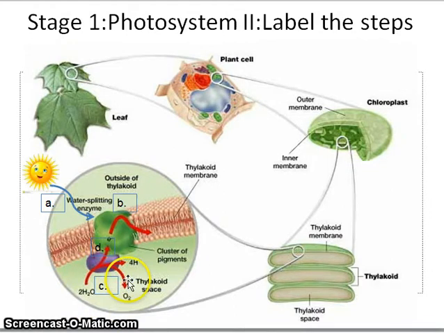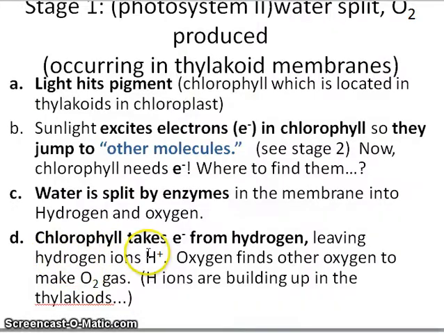Alright, so here comes the oxygen, and the hydrogen stay in the membrane, and the electrons from the hydrogen jump up and take the place of the missing electrons that chlorophyll lost when sunlight hit it. So right now we have A for sunlight hitting the chlorophyll, B, the electrons jump off, C, water is split, and then we have D, chlorophyll takes the electrons from the hydrogen, leaving hydrogen ions inside the thylakoid.